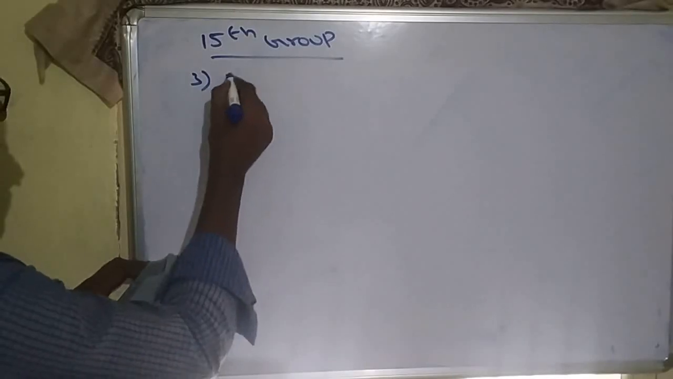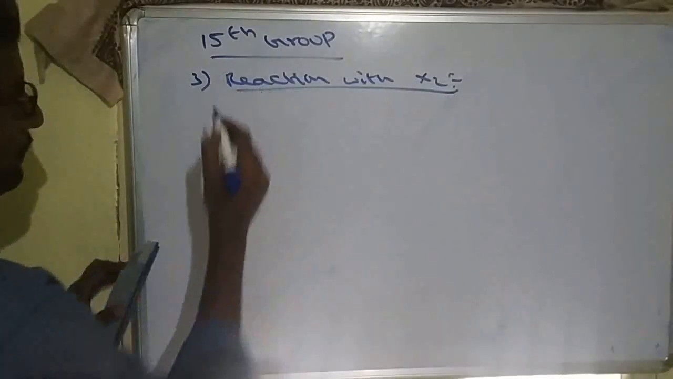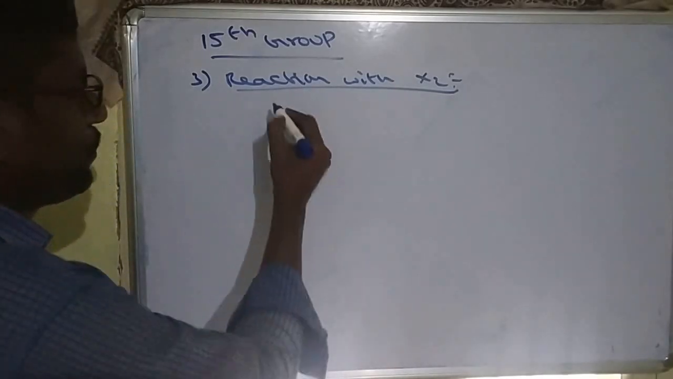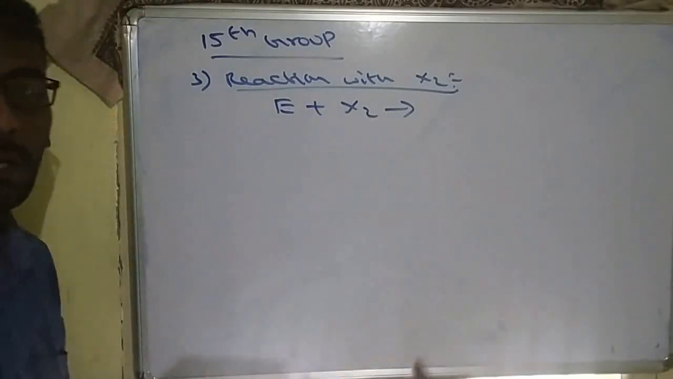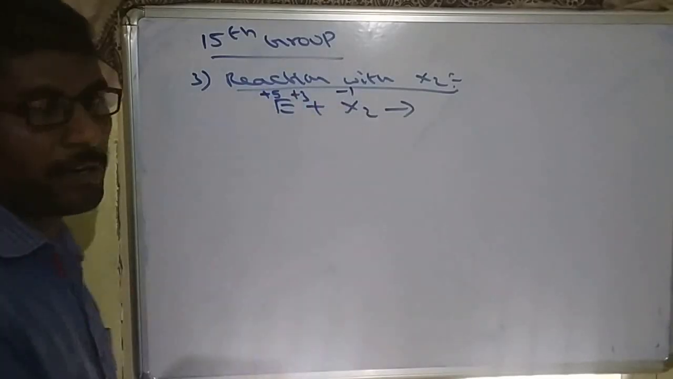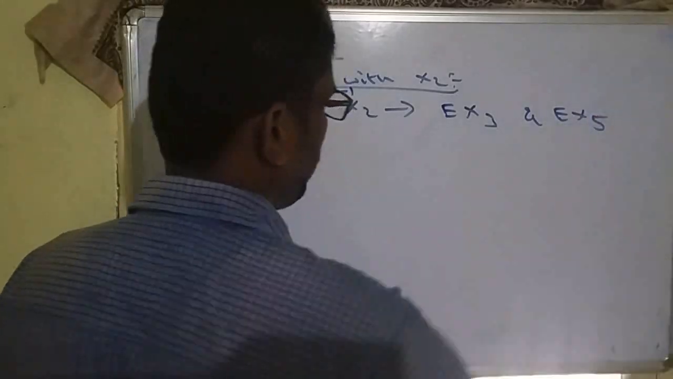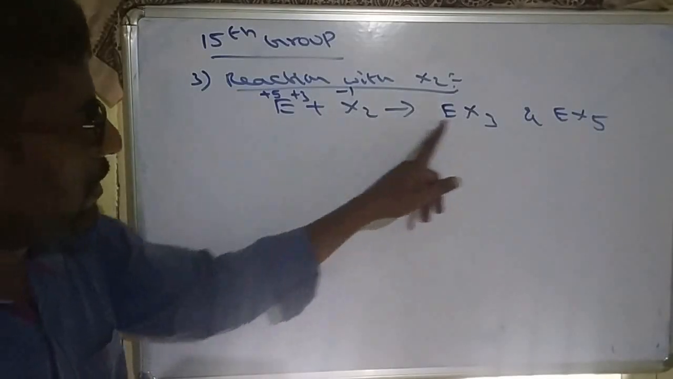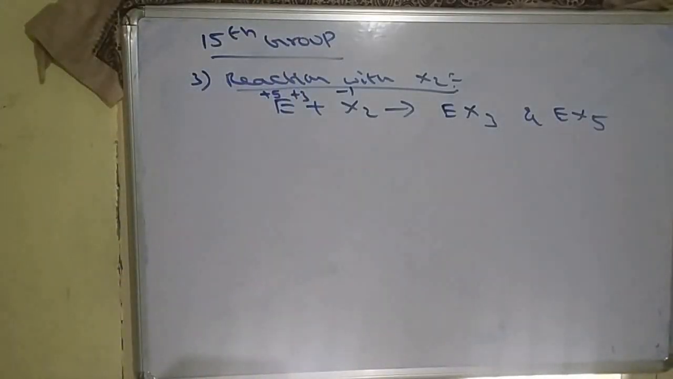Similarly, the third reaction is reaction with halogen. When 15th group elements combine with halogen, halogen is again more electronegative, so it will show negative charge, and the 15th group will show positive charge, +5 and +3. So the formulas will be trihalides and pentahalides, EX3 and EX5. These two are possible. 3 comes this side, EX3; 5 comes this side, EX5. Trihalide and pentahalide.